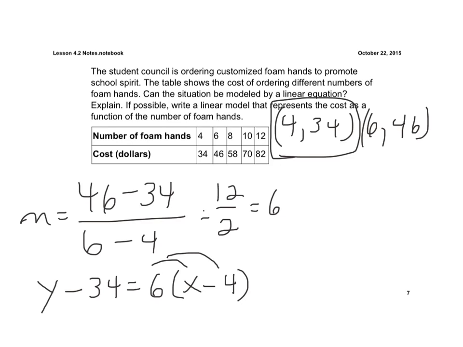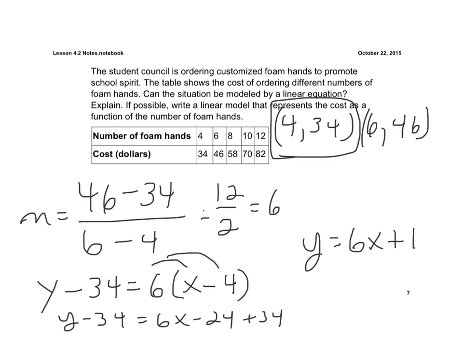So I'm going to distribute this through. I have y minus 34 is equal to 6x minus 24. And I'm going to add 34 to each side. And I get y is equal to 6x plus 10. Alright, and now there's my answer for this. This is the linear model that represents the cost for the number of foam hands.